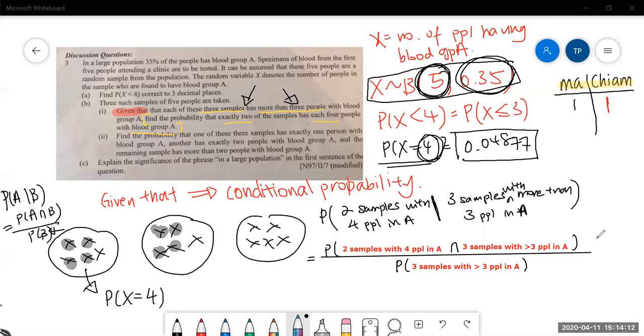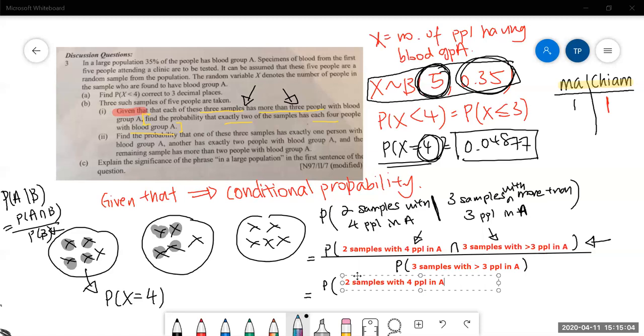Usually, this is the trick when solving this kind of conditional probability question. The numerator is going to be very confusing, but you have to find the intersection. Two samples with 4 people in A intersect 3 samples with more than 3 people in A. What would be the intersection? It will be two samples with four people in A, right? Make sense?